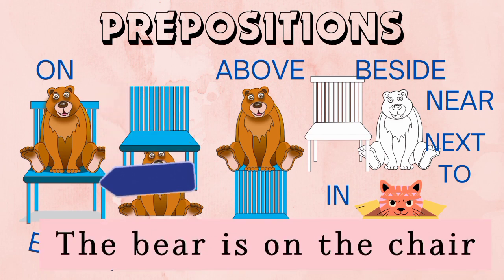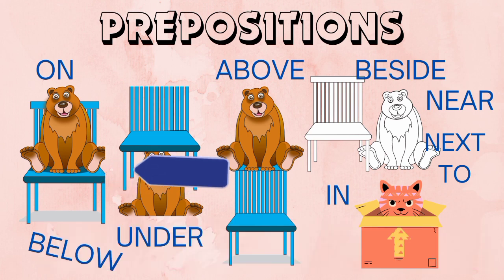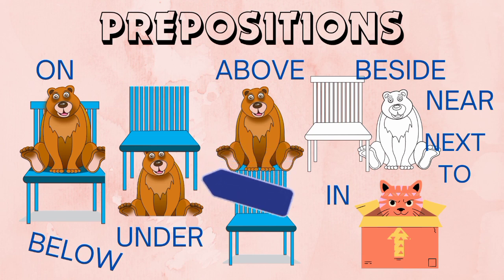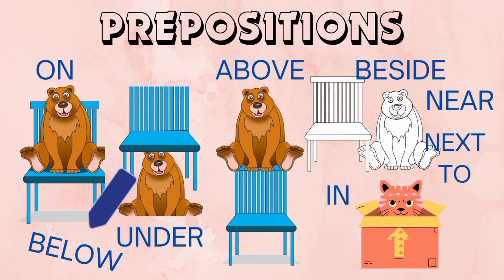The bear is on the chair. In the second picture, the bear is under the chair or the bear is below the chair. Both under and below mean the same thing. The bear is above the chair. The bear is beside the chair. Or the bear is near the chair.